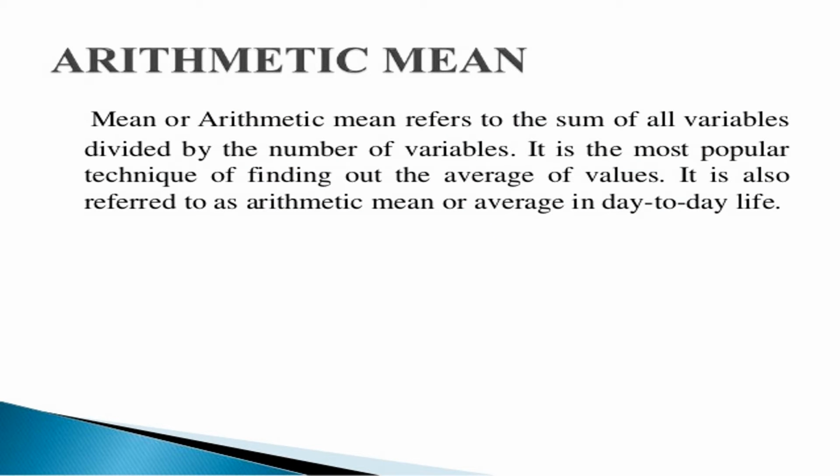Let us now understand about arithmetic mean. Mean or arithmetic mean refers to the sum of all variables divided by the number of variables. So it is the definition, and basically the calculation is also done in the same way. It is the sum of observations divided by the number of observations. It is the most popular technique of finding out the average of values. It is also referred to as arithmetic mean or average in day-to-day life.